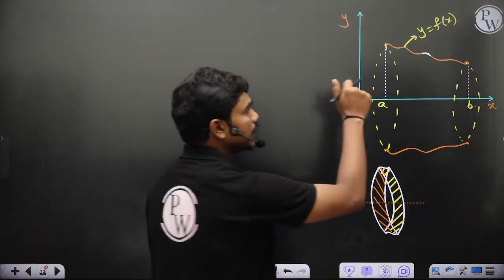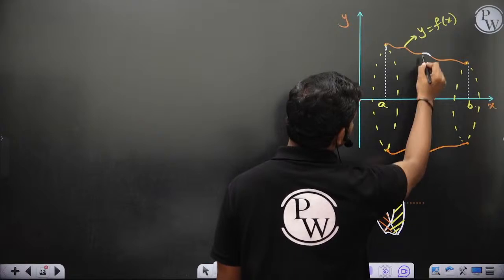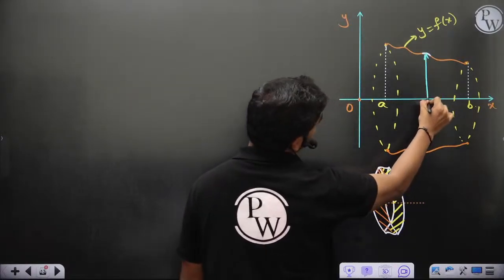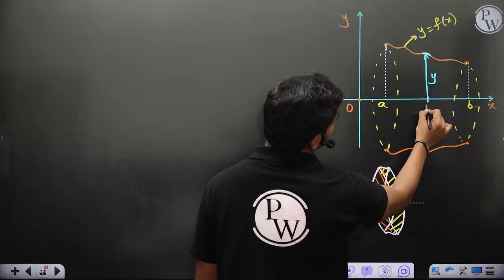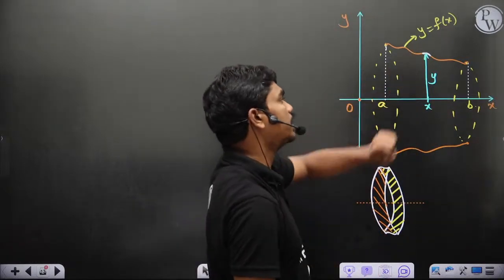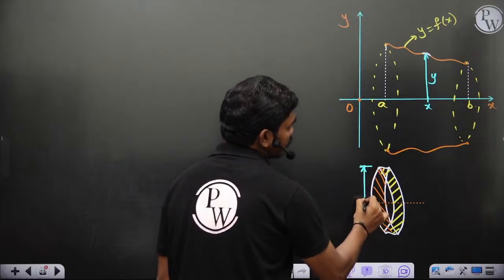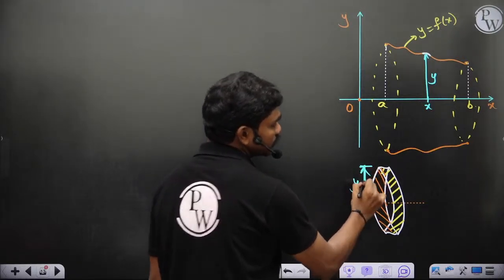Now at any given random point, the height of this curve is y. Okay, so let's say it is some random value of x that you have taken in between. So this is y and this is x, of course. Okay, so this height is y. Now if this height is y, ultimately it's like a disk that you form. So this height is y.